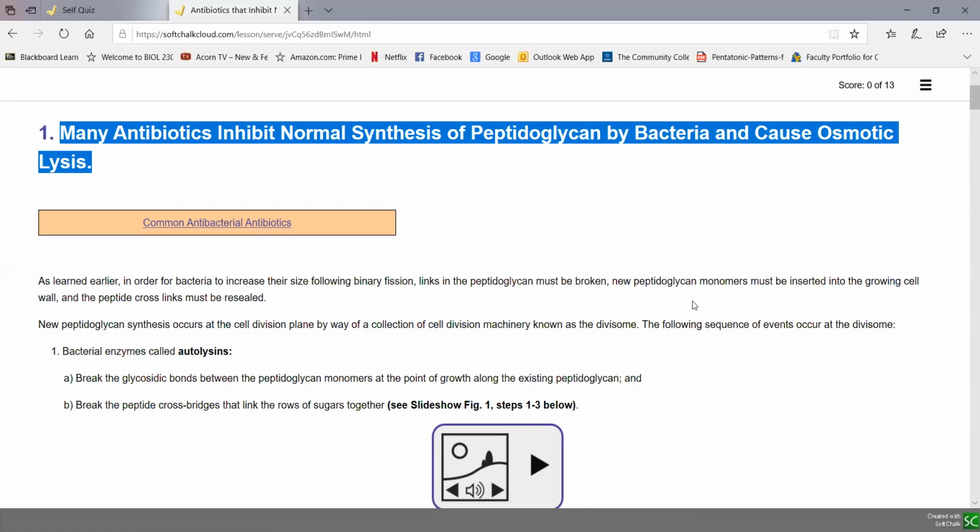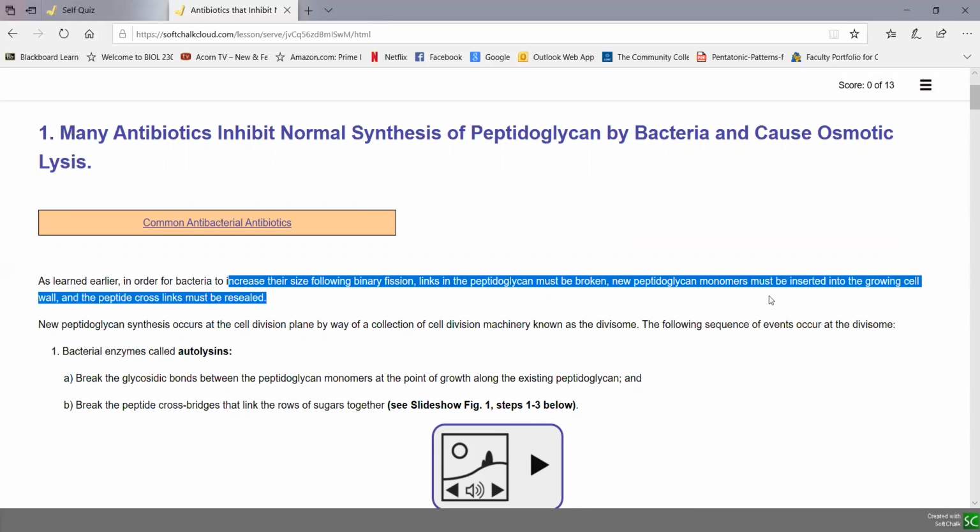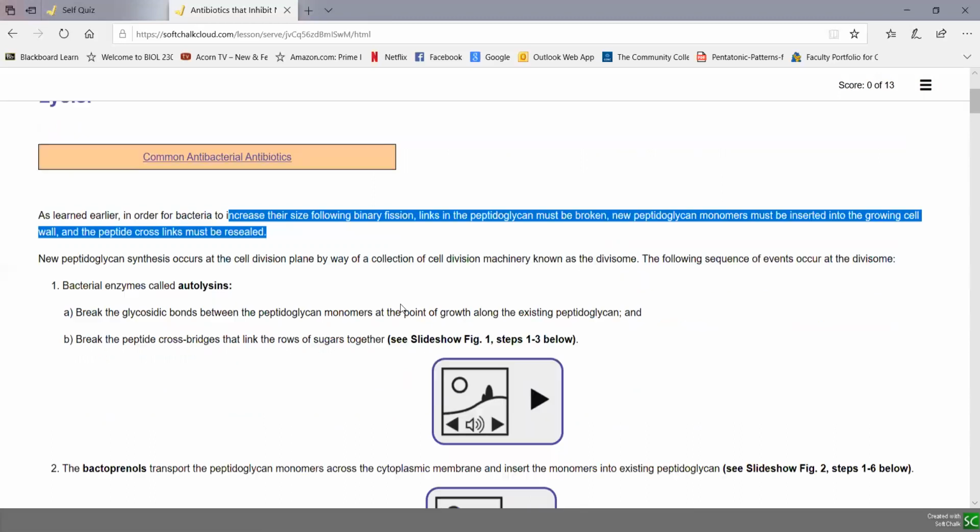So keep in mind, as we learned in Unit 1, for bacteria to increase their size following binary fission, they have to break down the existing peptidoglycan, insert new peptidoglycan monomers so the cell can grow, and then hook it back up together again for everything to be resealed. And this is done through a series of enzymes.